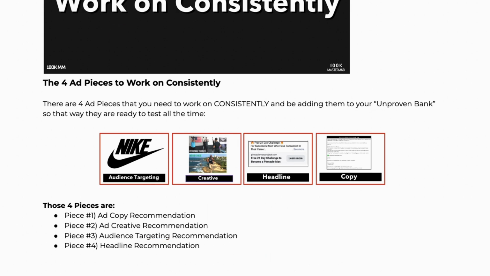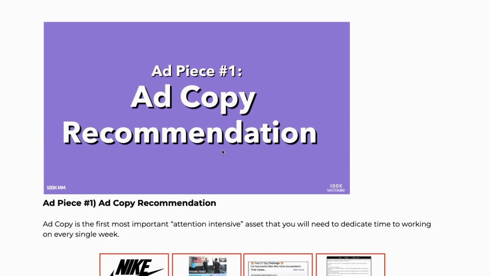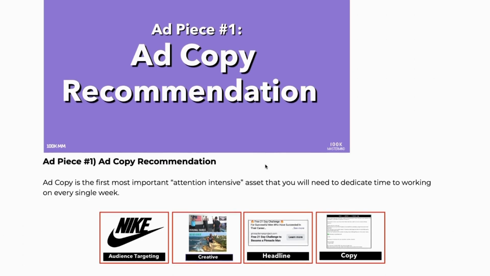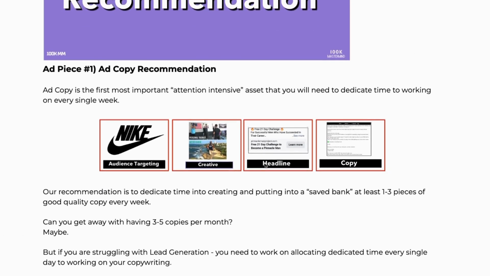So that is going to be the first piece that we're going to talk about, the ad copy recommendation, okay? This is going to be the part that's probably the most attention intensive, what's going to take you time to dedicate towards actually putting together every week. And so our recommendation is to be putting into your saved bank at least 1 to 3 pieces of quality copy that you are writing every single week.